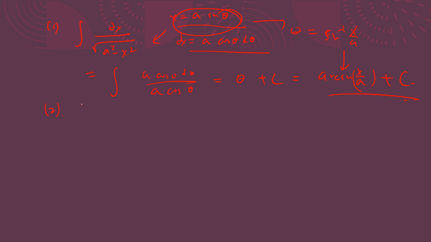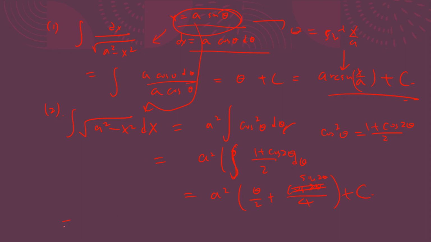The next integration is a little bit more difficult: the integral of the square root of a squared minus x squared dx. The same strategy applies: we put x equal to a sine theta. So we get a squared cosine squared theta d theta. Remember that in the previous video we already showed cosine squared is this: 1 plus cosine 2 theta divided by 2. So it's a squared theta divided by 2 plus a squared sine 2 theta divided by 4, plus c.